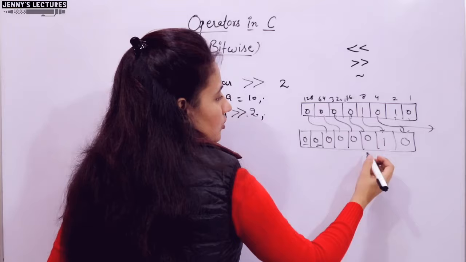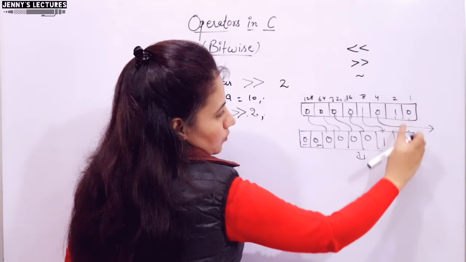Now see, what is the decimal form of this one? We have 1 at what place? This is 2. So the decimal form of this is 2.